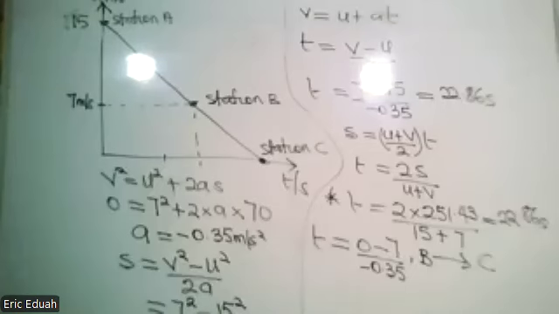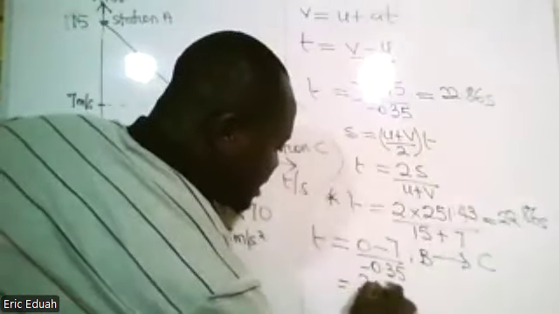B to C. Let's be quick. So simply 7 divided by... please, 0. 20 seconds. All right, that is 20 seconds. So this is equal to 20 seconds.